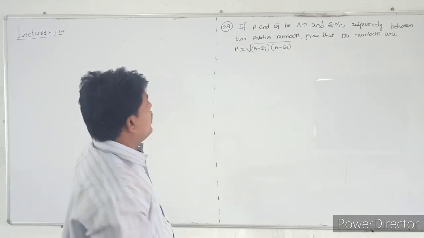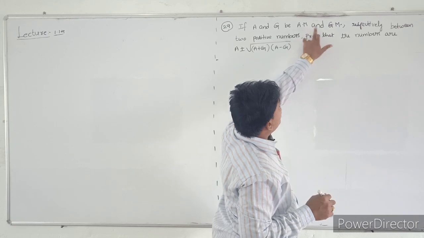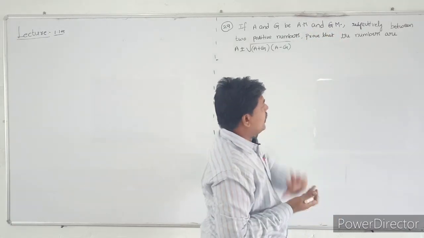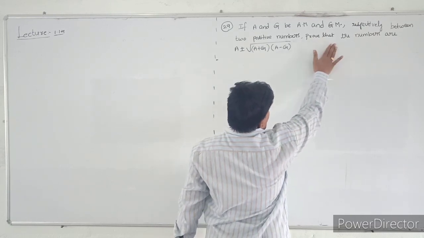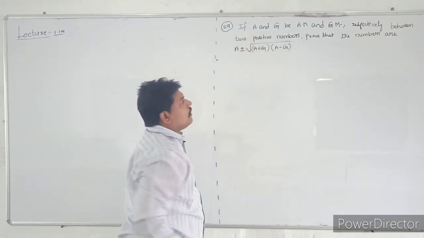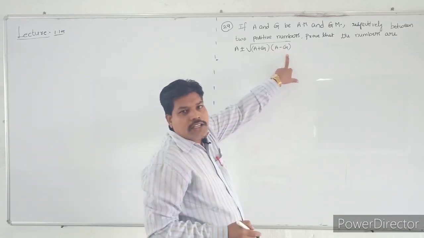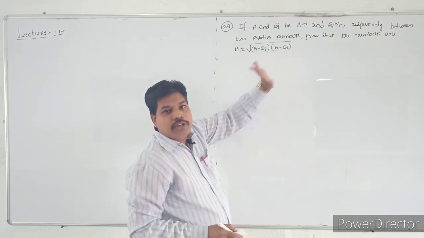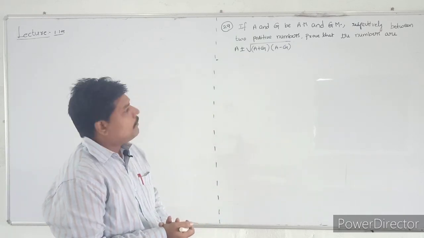See the question number 29. If A and G be arithmetic mean and geometric mean respectively between two positive numbers, prove that the numbers are A plus square root of A plus G into A minus G, and A minus square root of A plus G into A minus G. So this is the condition they are asking there.